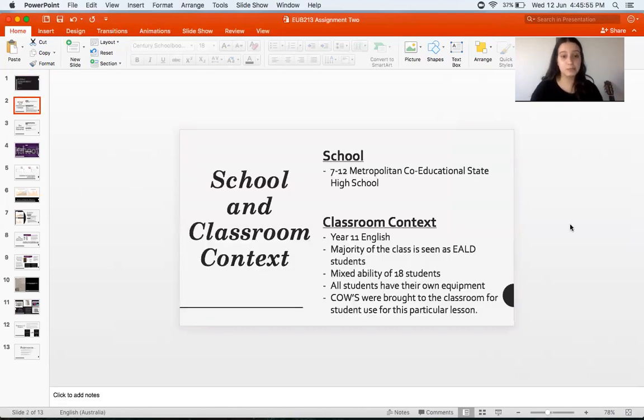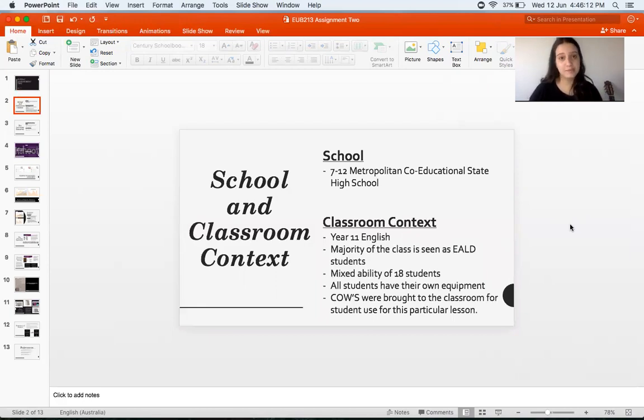My school and classroom context. So I was actually placed in a school that was year 7 to 12. It was a metropolitan co-educational state high school with approximately 1,800 students, which was quite huge and was a big jump from my last school that I was at.